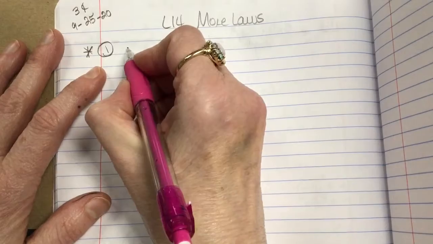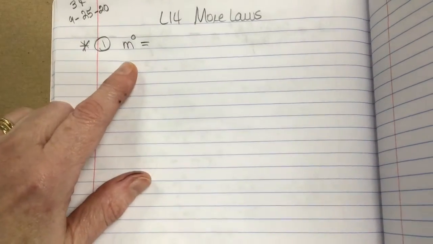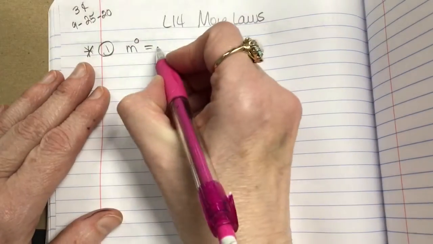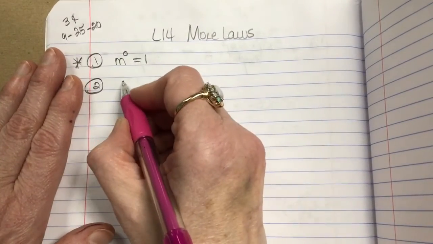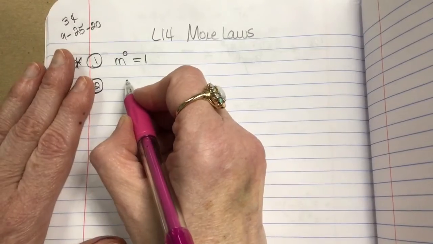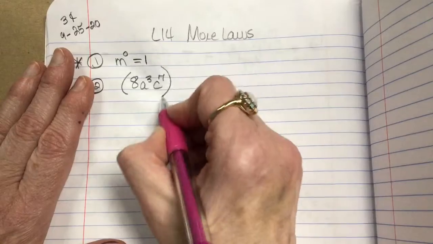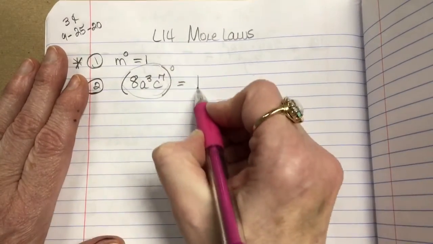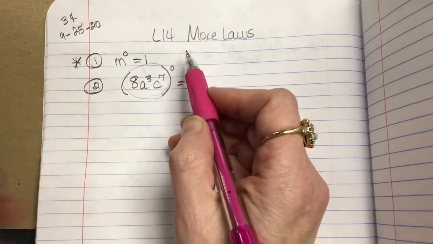So if I have m to the 0, I'm just going to go ahead and do it like that. Anything raised to the 0 power, everybody thinks it's going to be 0, but it's actually equal to 1. So in that notation, I've seen this on the ACT, if you had in parentheses 8a cubed c to the 7th, all raised to the 0 power. Anything raised to 0 power is 1. So that's a great one. You don't have to do 8 to the 0 because that's 1.